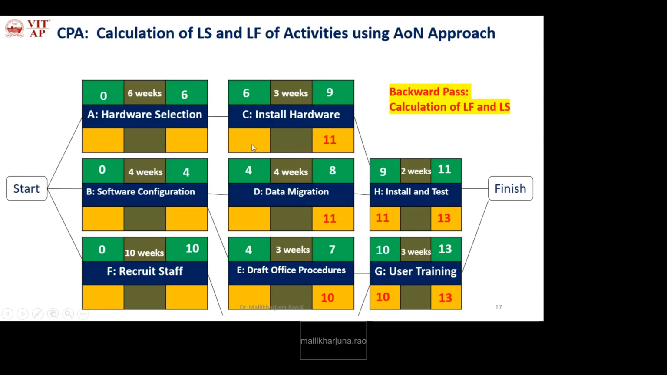Next we have to calculate LS for this. How will you calculate? LF minus duration. 11 minus 3. Okay, 11 minus 4. 10 minus 7. Okay, now for start activities we have to calculate LF. How will you calculate? The LS of the following. How many following? Only one. So this would be the LF for A.